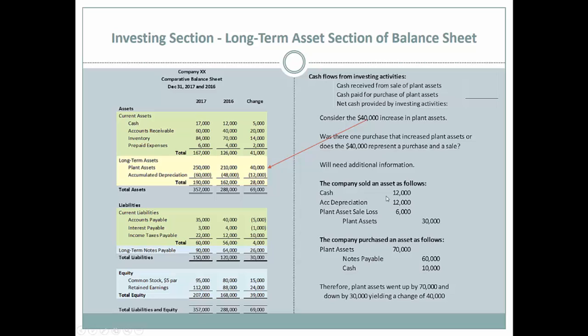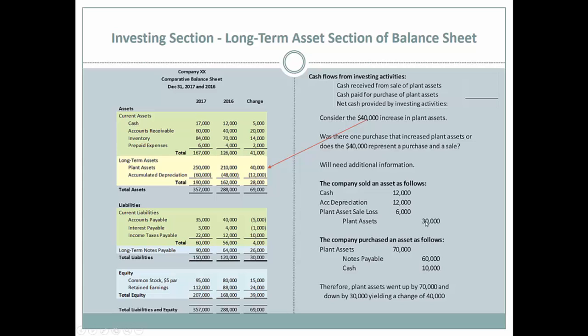So the company sold an asset as follows. It received $12,000 in cash. It debited accumulated depreciation to wipe this off the books. It credited the plant asset to wipe it off the books because we sold it. And we see the cash that we received, the accumulated depreciation in the plant assets, that there was a loss on the plant assets sale.